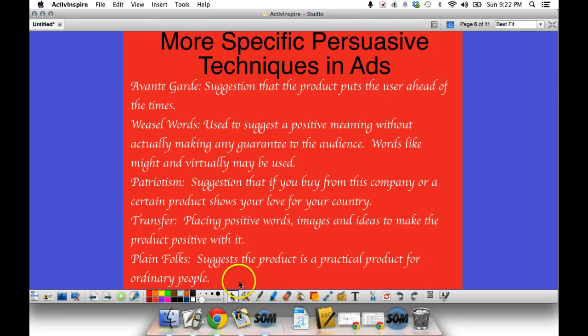Plain folks, this is a suggestion that the product is a practical product for ordinary people. I always see a lot of commercials with the mom with the 4 kids and money's tight. That's why I use Tide instead, and stuff like that. That's plain folks, like, oh yeah, money's tight for me too, I should buy that as well. Even though Tide is probably the more expensive one on the market. Okay? So these are these ones, and here's some more coming up.